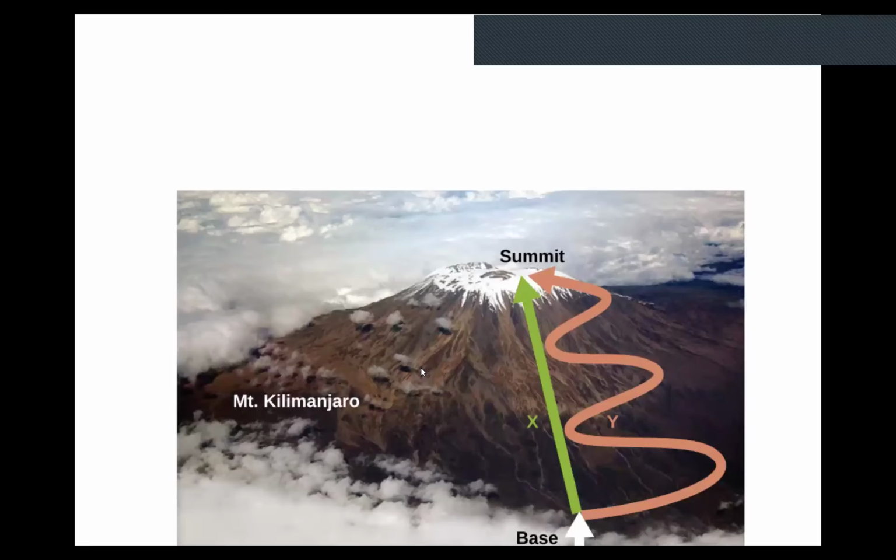In this video, we're going to talk about Hess's Law. Consider this. You want to climb Mount Kilimanjaro. One route is to go straight up. Another route is to do a long, twisty, windy route to get there.